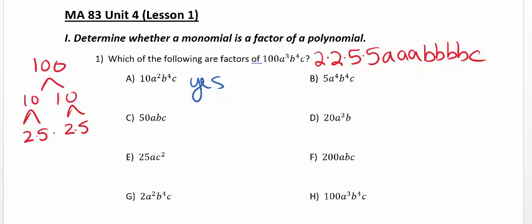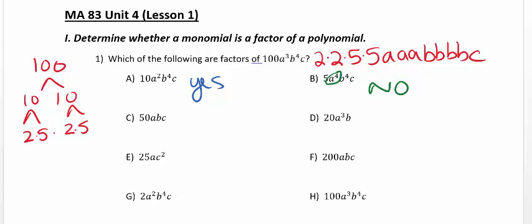Now we're going to check to see if 5 a to the fourth b to the fourth c is inside of this monomial. Well, 5 I've got right here. A to the fourth, well, I only have a to the third. I don't have an a to the fourth, so this power is too big. So no, this is not a factor.